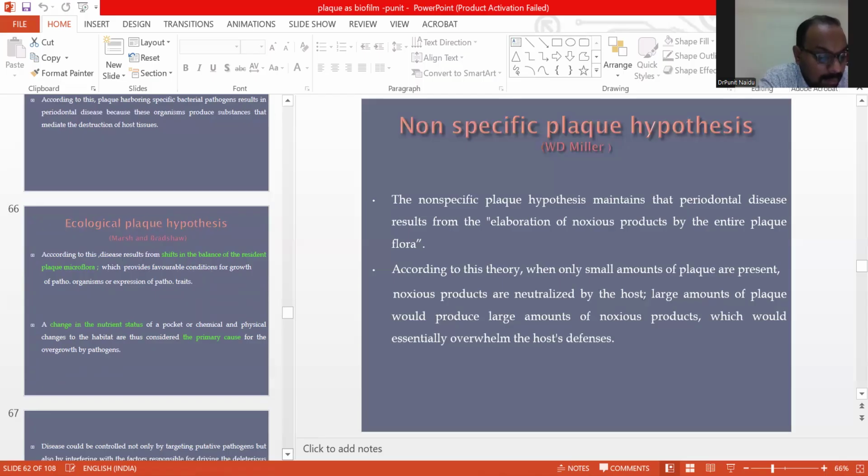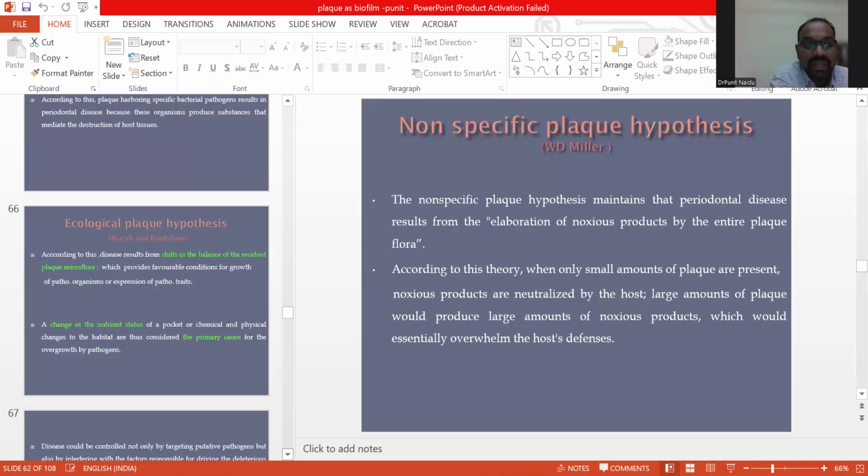Ecologic plaque hypothesis. During the 1990s, Marsh and co-workers developed the ecologic plaque hypothesis to unify the existing theories regarding the role of dental biofilms in oral disease. The principle of this hypothesis is that both the total amount of dental biofilm and the specific microbial composition of biofilms may contribute to the transition from health to disease.